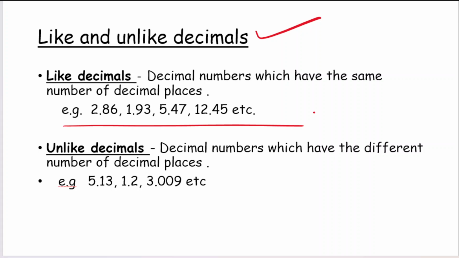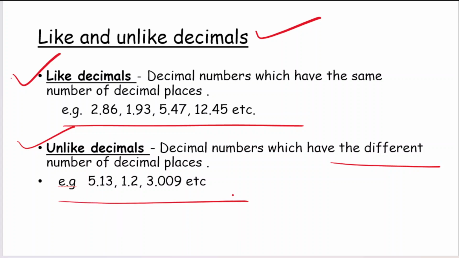Now 2.86, 1.93, 5.47, 12.45, etc. Now here we can see there are two decimal places in all these numbers. That means they have the same or equal number of decimal places. That is why they are called like decimals. Now, unlike is just the opposite of like decimals. They do not have the same number of decimal places. That is, they have a different number of decimal places.